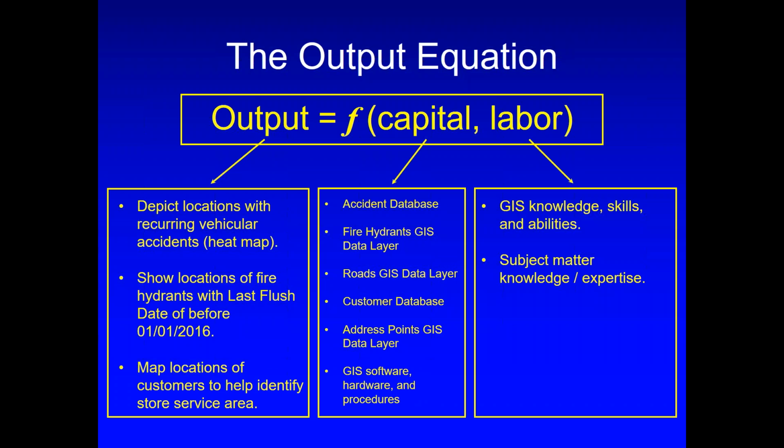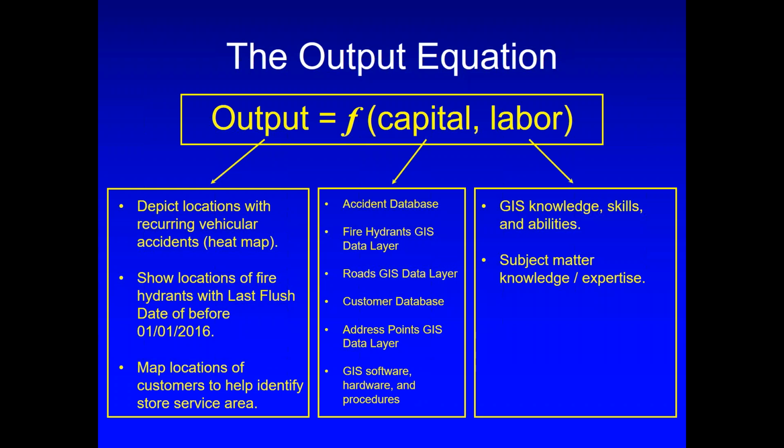Maybe we want to see not only a list of the fire hydrants that have a last flush date before a certain date, but maybe geographically depict that. Or maybe a business wants to learn more about the geographic distributions of its customers. Do they tend to go to stores that are in regional retail complexes, or is it neighborhood shopping, or different stores serving different types of customers? These are really good questions. This is where the value of GIS comes out.